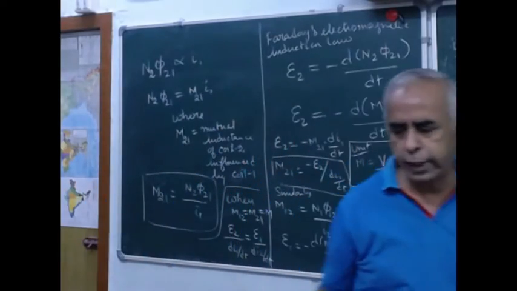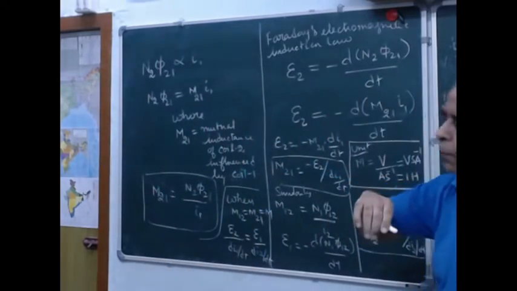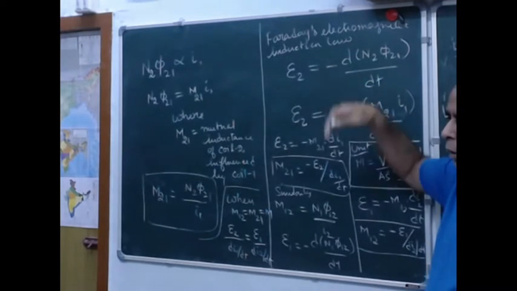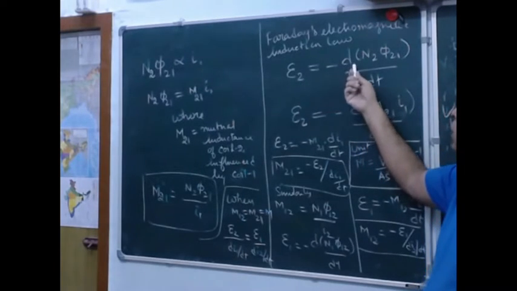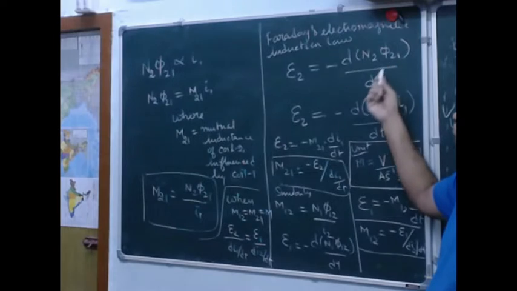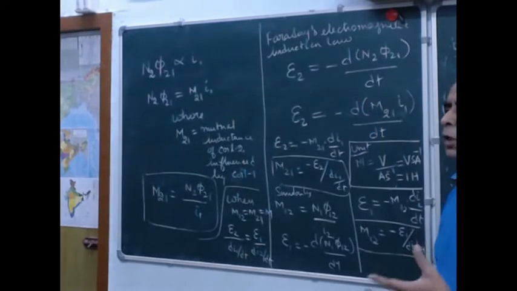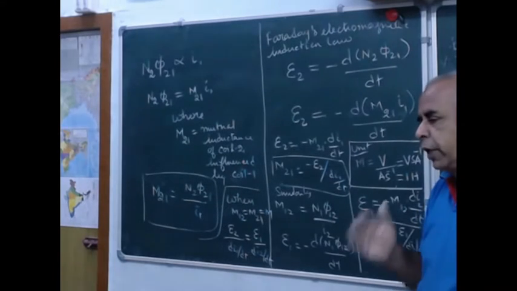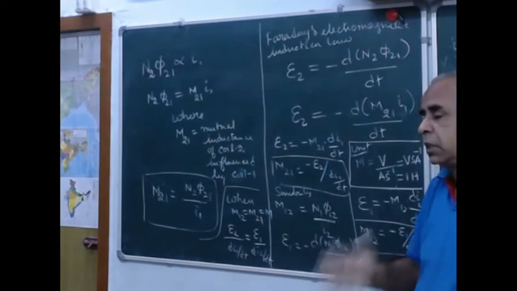Faraday's electromagnetic induction law. According to Faraday's law, after all, we introduce the Lenz's correction also, minus, that is opposing the change of flux. Okay, so E2 is equal to minus d of N2 phi 21 divided by dt. So this is the known equation. That is, the induced EMF is proportional to the rate of change of flux. What do you mean by rate of change of flux? How frequently, how fast, at what speed the flux is disturbed.